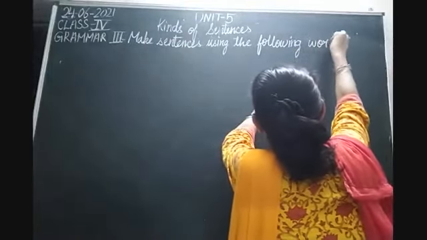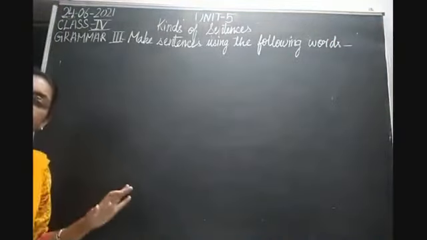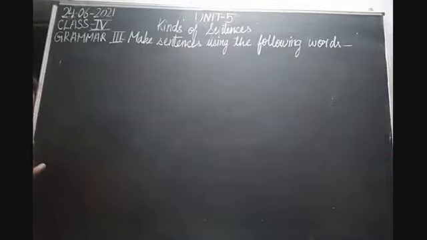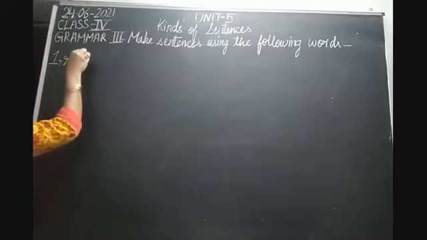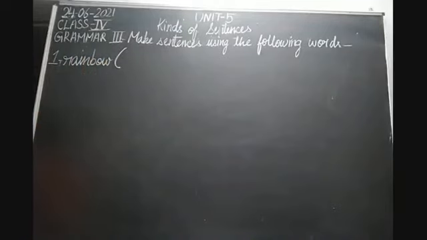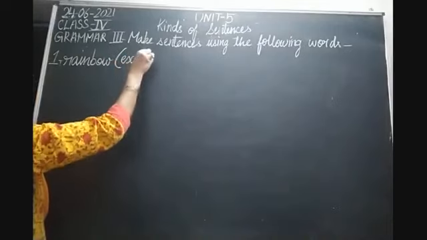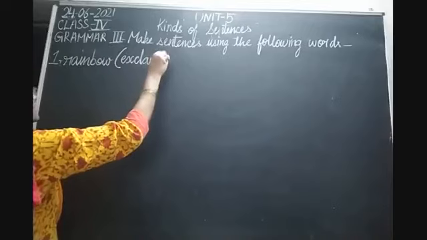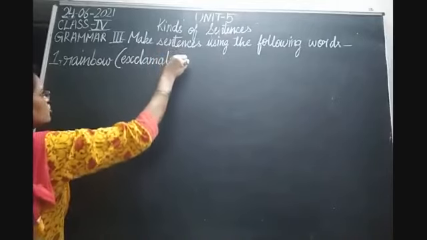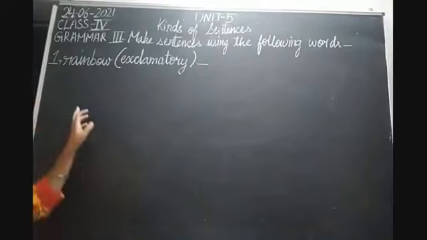also mentioned. Word भी दिया है और किस kind का हमको sentence frame करना है वो भी दिया है. And the first word given is rainbow. और rainbow के आगे क्या bracket में लिखा है? Which kind of a sentence we need to frame? We need to frame an exclamatory sentence. That means which has got an exclamation mark which expresses our sudden feeling or emotion.